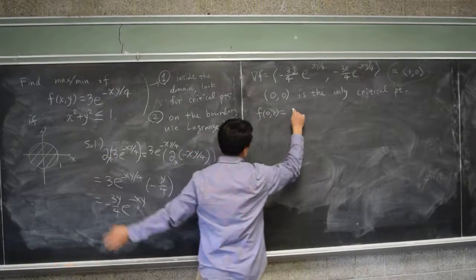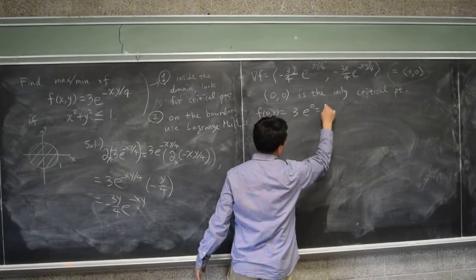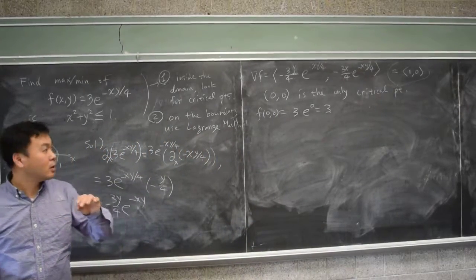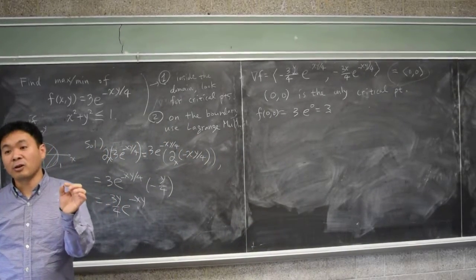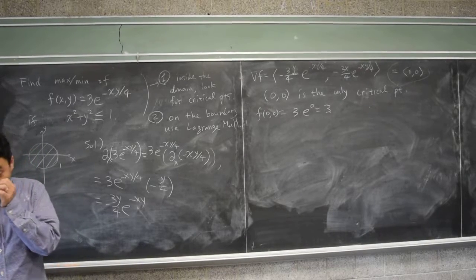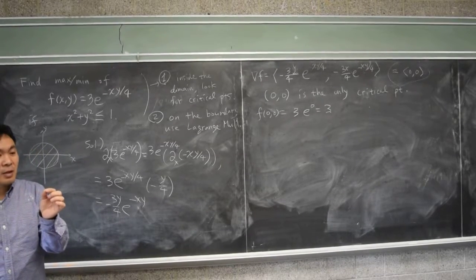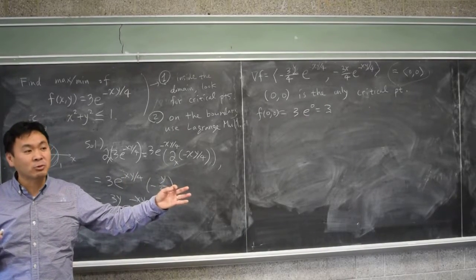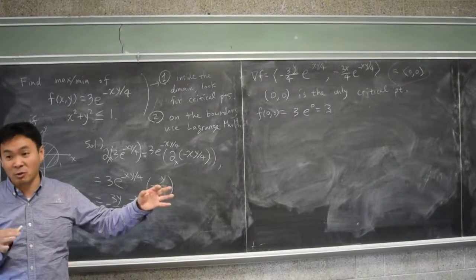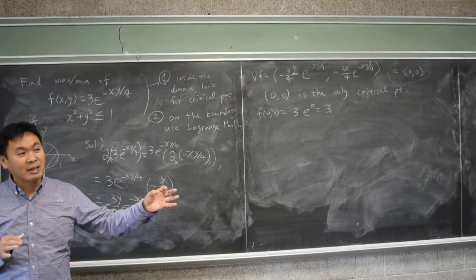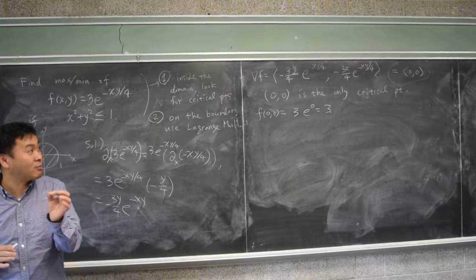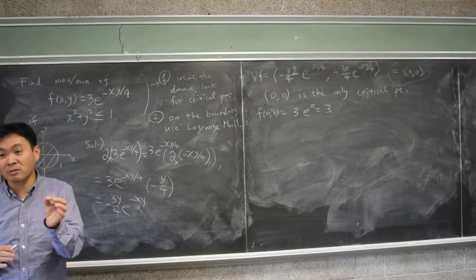This will be 0, so you get 3 times e to the 0th power, just 3. So we just know that at the critical point, the value of the function is 3. That's all you need, because we know that if the max or min happens at the boundary, it must satisfy the Lagrange multiplier equation.